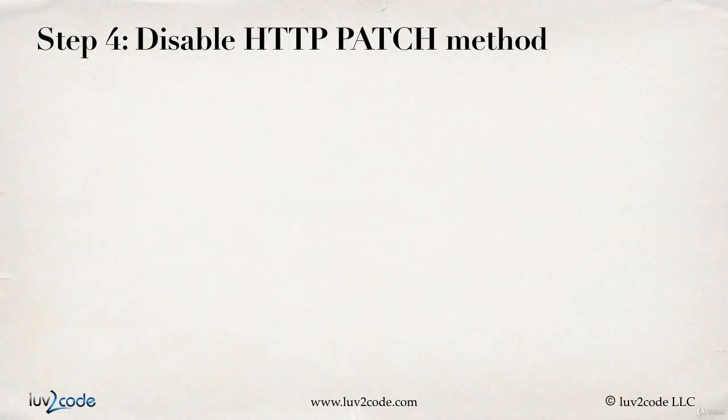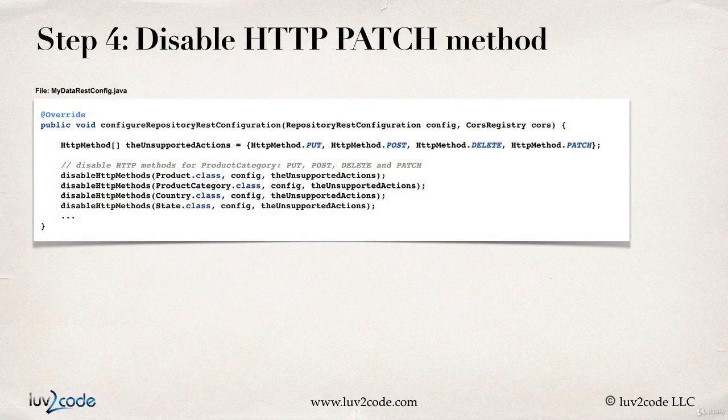Here's our coding here for MyDataRestConfig.java. We have those list of methods in an array, put, post, delete, and we simply add patch, and everything else will work out just fine because all of those other lines of code make use of the same array for the unsupported actions.